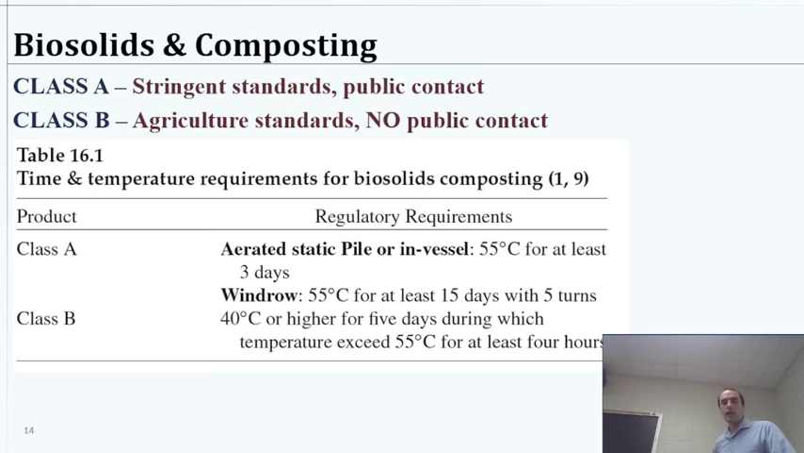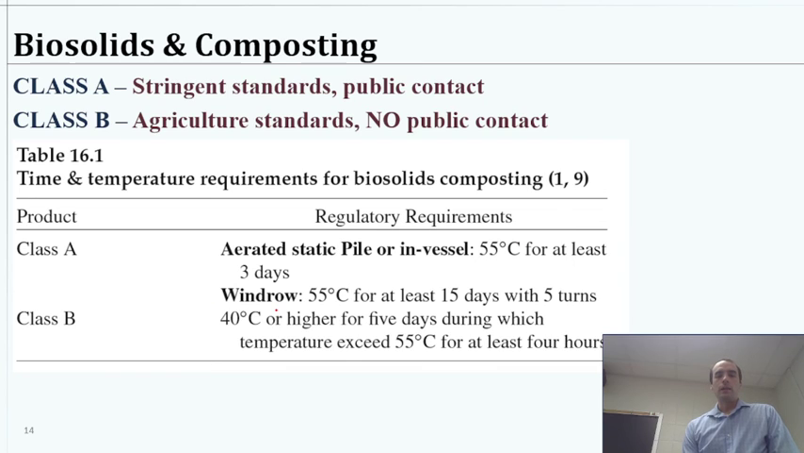Okay, Class B then has a bit of a different classification, and actually I guess there's two different Class A methods, right? The aerated static pile or in vessel, or this windrow where you have 55 degrees Celsius for at least 15 days with 5 turns. So one of them you're pushing air through it. The other is you just turn it every once in a while.